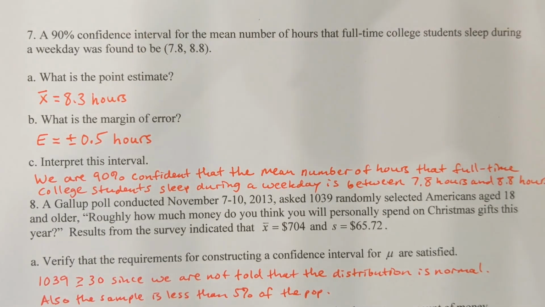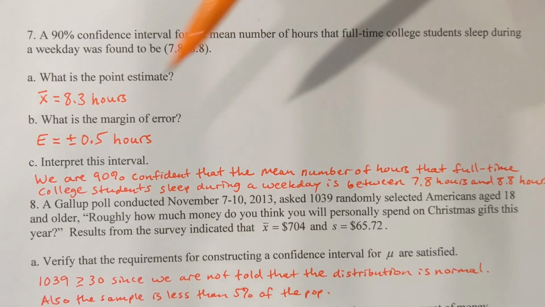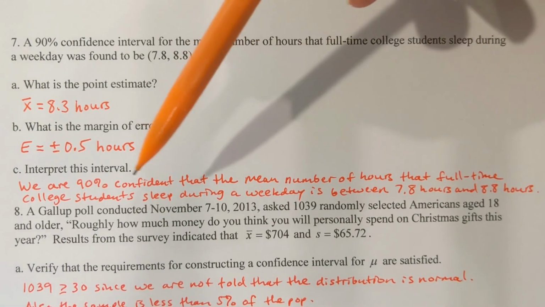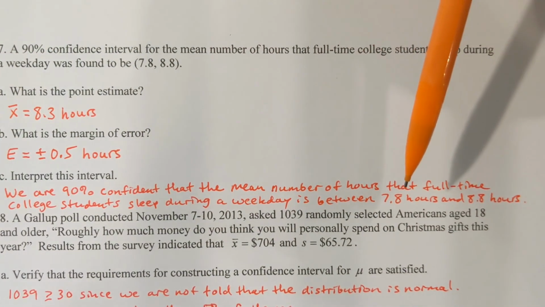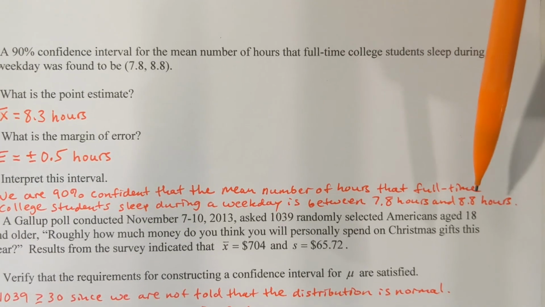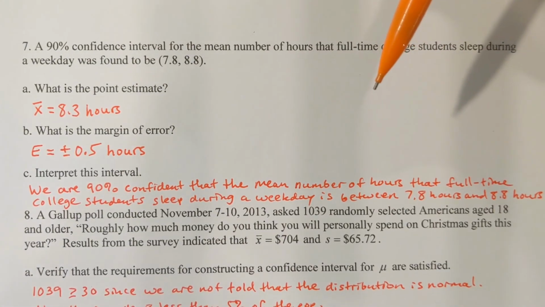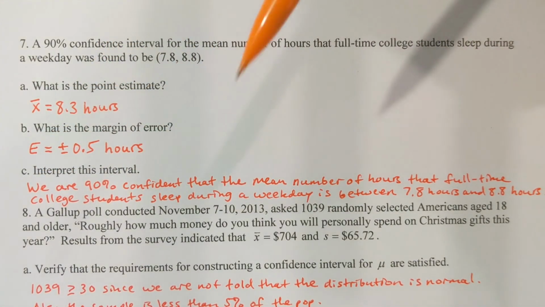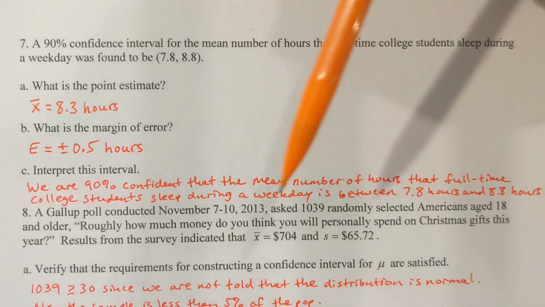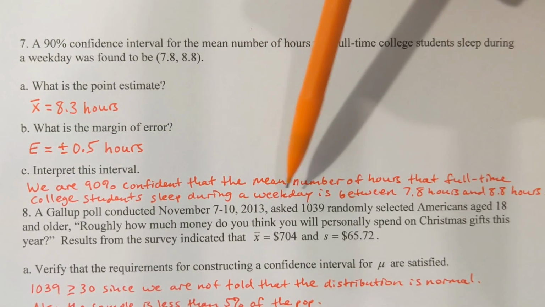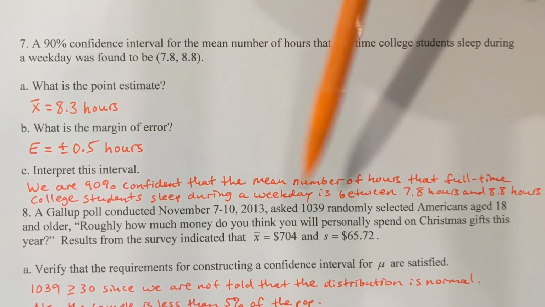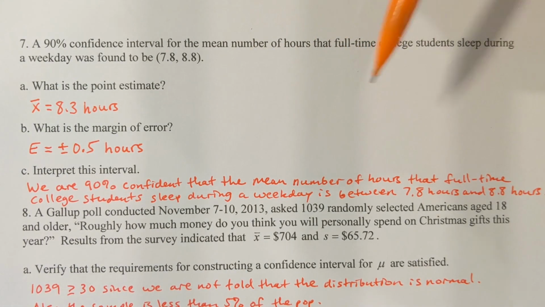Part C, interpret the interval. So this is a 90% confidence interval. What that means to us is that we are 90% confident that the mean number of hours that full-time college students sleep during a weekday is between 7.8 hours and 8.8 hours. Okay, and again, you'd want to be specific, indicate that we're talking about full-time college students, part-time students might be different. Also indicate that we're talking about a weekday, a weekend might be different, so be specific about what the interval means here, in general.